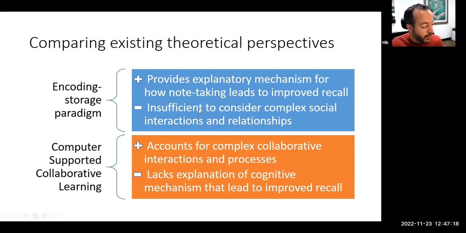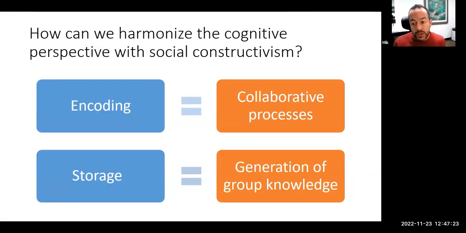So I think both of these have something to offer, but neither has the whole story. So I guess a question I was asking myself is how do you harmonize this cognitivist perspective with social constructivism? One way I like to think about this is that when we talked about encoding before, the process of writing down information to remember it, when we do that collaboratively, that could be considered a collaborative process that leads to learning. I think that's how social constructivism would view such a thing.